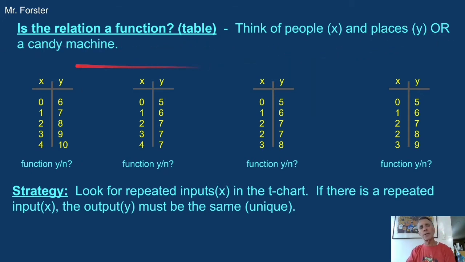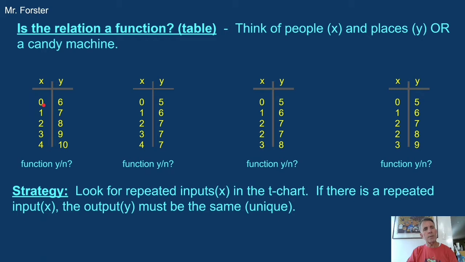Let's think of people and places, or a candy machine. These are people and these are places. Or we could think of a candy machine and pushing button 0, 1, 2, 3, or 4. Let's look at this first one. People cannot be two places at the same time. In a candy machine, if you push the number 0 and you want a Kit Kat, you better get a Kit Kat every time. Here we have people 0, 1, 2, 3, and 4, and they're all going to different places. Is that okay? Is that a function? The answer is yes, it is.